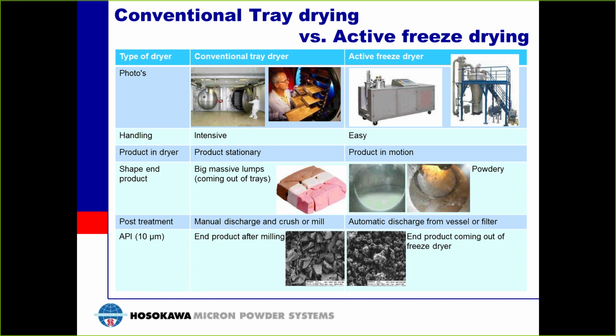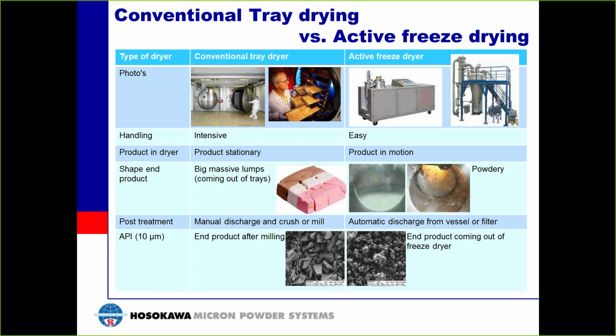For the tray dryer, you're going to have a lot of handling. Your product is going to be stationary in the dryer. So it's going to be in those trays, and that heat is going to come up through the bottom of that tray, and it's going to heat up the product. So the product is stationary within that tray. And because it is, when it comes out of the dryer, it's going to be in the shape of that tray, most likely.